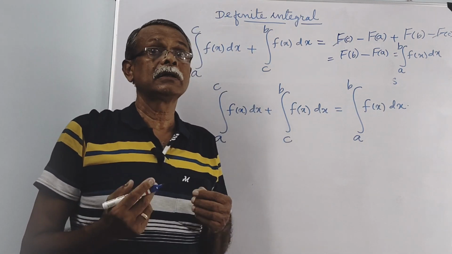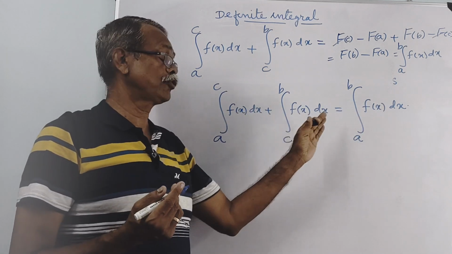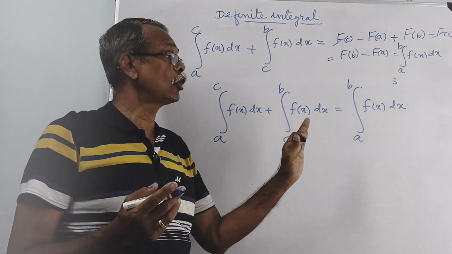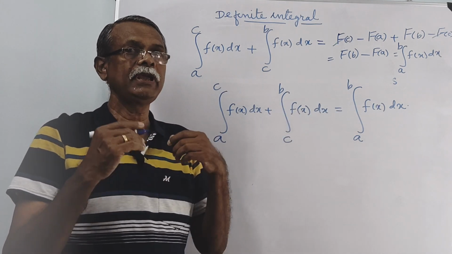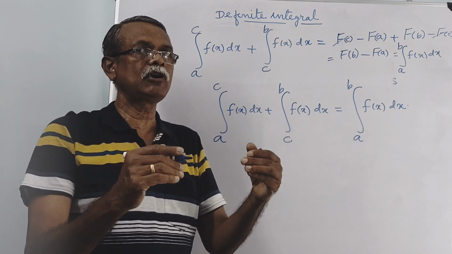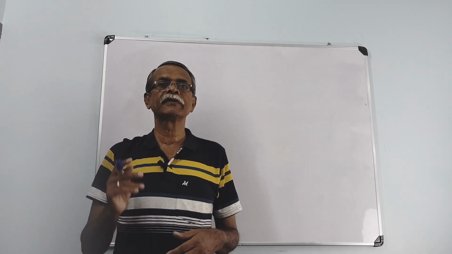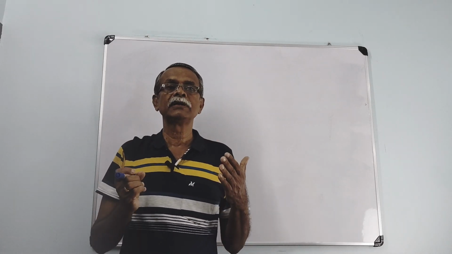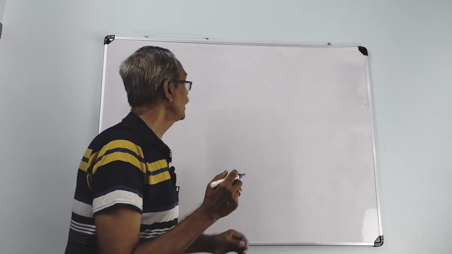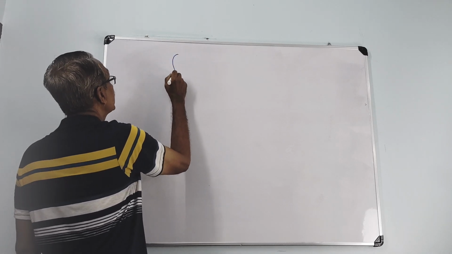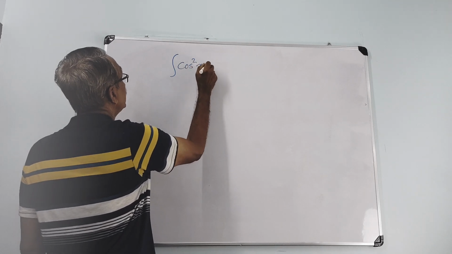You have other useful rules of integration limits, but we are not going to take them. This much will be needed for us at this level. When we go to a slightly higher level of physics, you require some more rules. A useful example: in several situations, we will have to integrate the product of trigonometric functions. Therefore, we will see as an example what is integral cos square x dx.